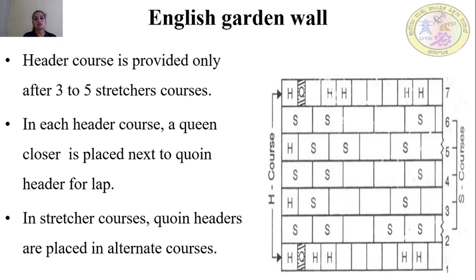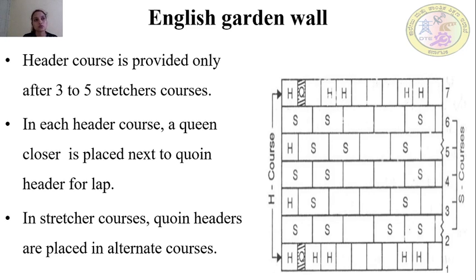So let's discuss garden wall. What is a garden wall? As the name suggests, it is used for the construction of garden walls, compound walls, and boundary walls. Its thickness is 1 brick thick, and since the compound wall height does not exceed 2 meters, it is not as strong as English bond, but it is more attractive.